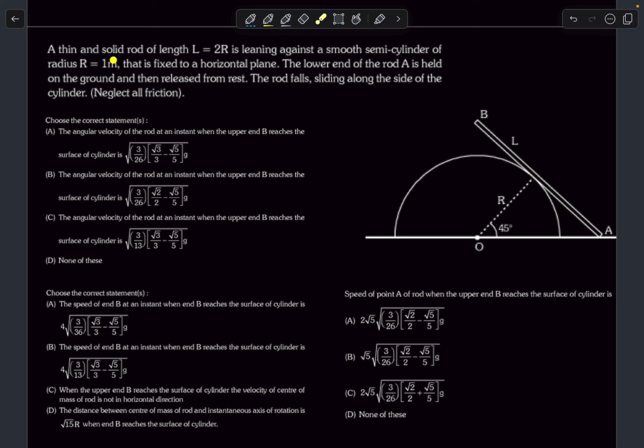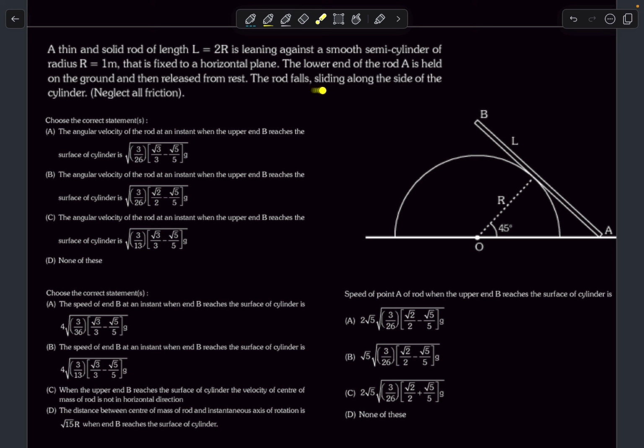So we have a thin and solid rod whose length is L, and it is leaning against a smooth semi-cylinder whose radius is 1 meter, and the cylinder is fixed to the horizontal plane. Now the lower end of the rod, A, is held on the ground and then it is released from rest. So initially the situation is something like this. The contact point is at an angle of 45 degrees from the horizontal, right? And the rod is now released from this current position.